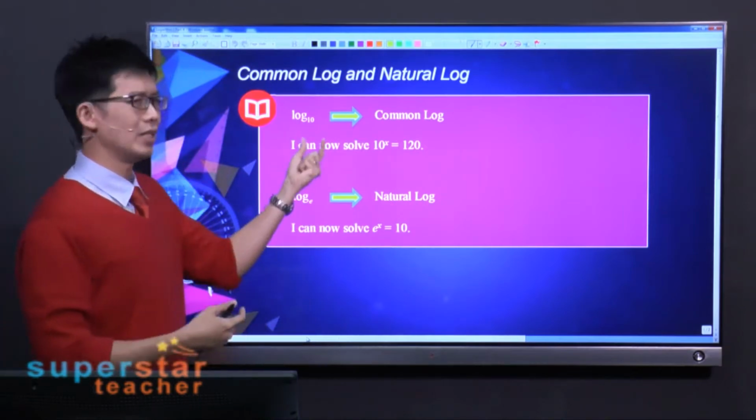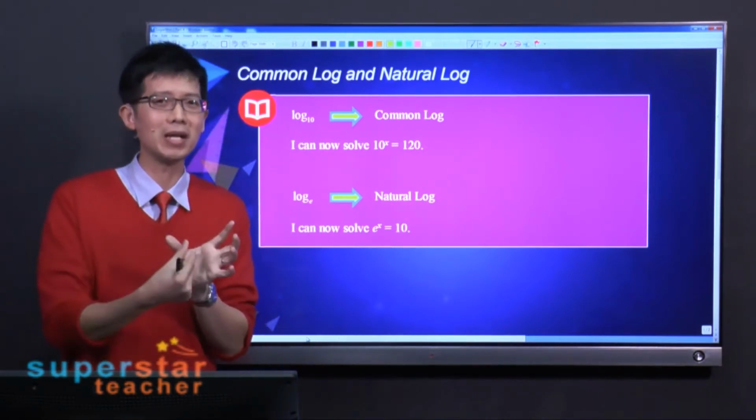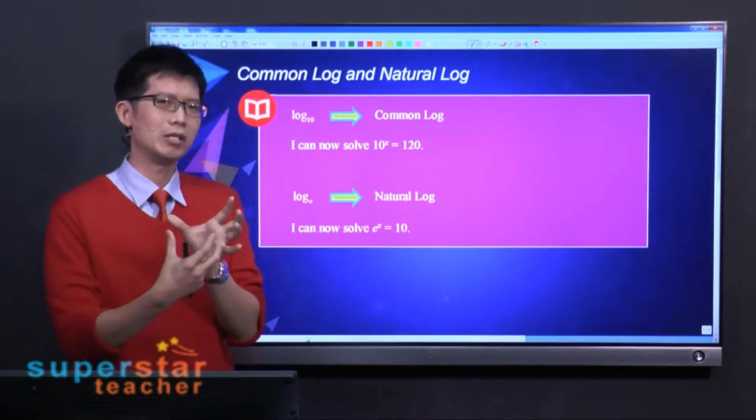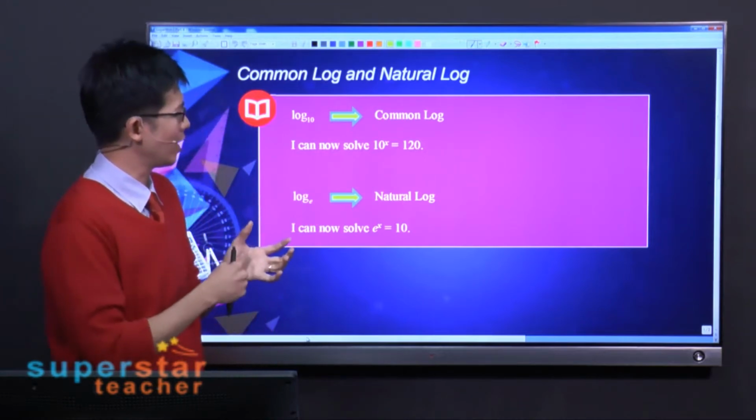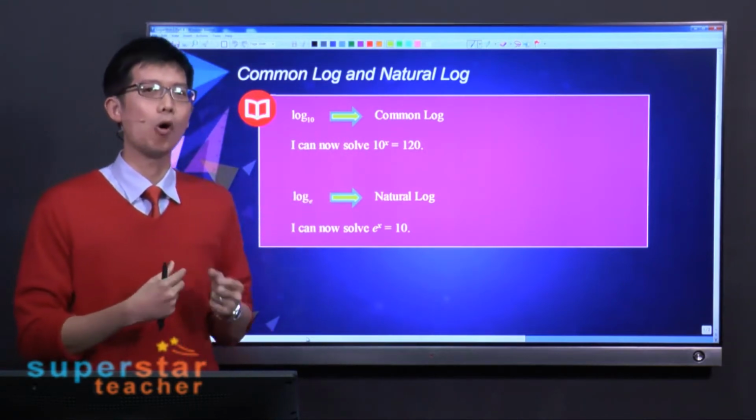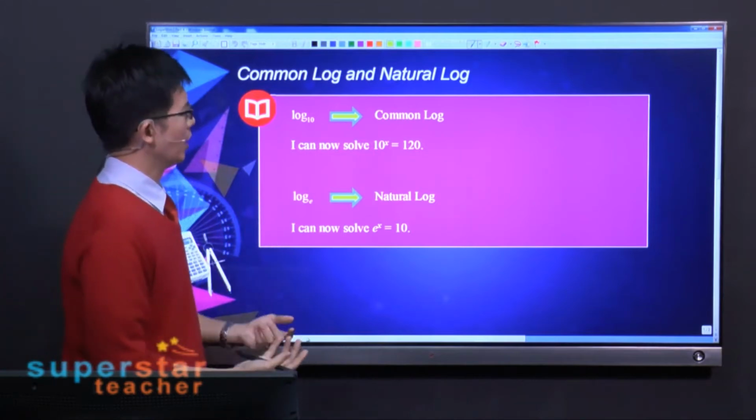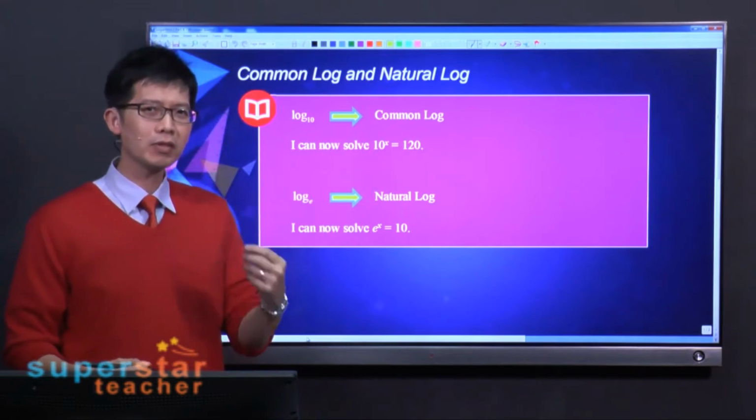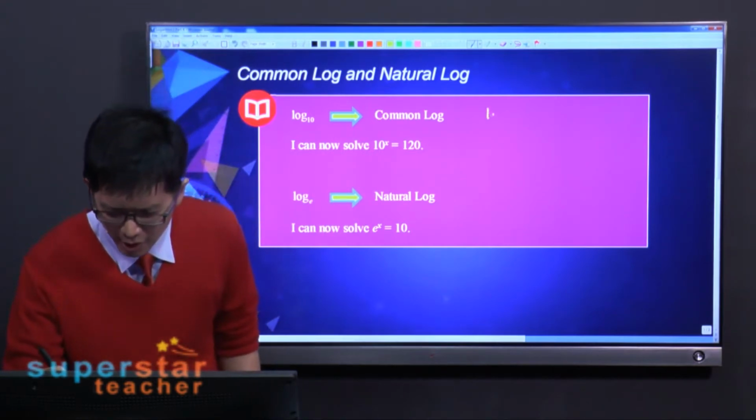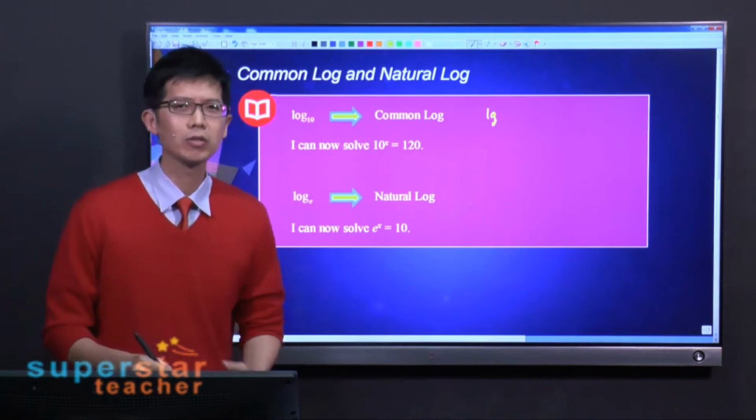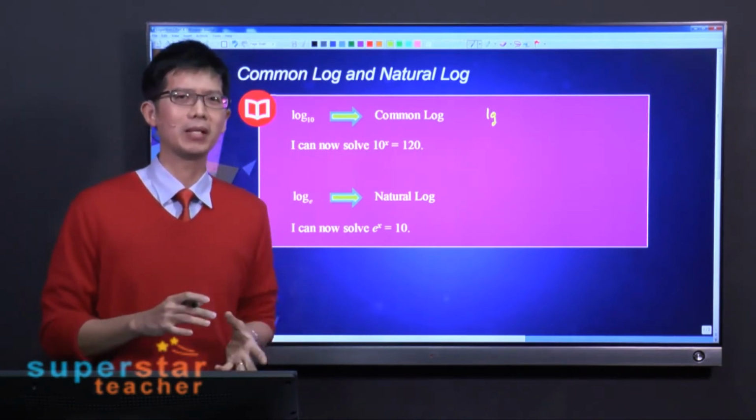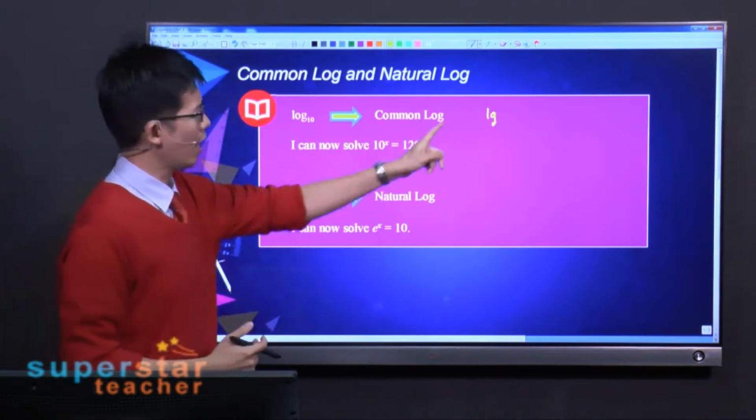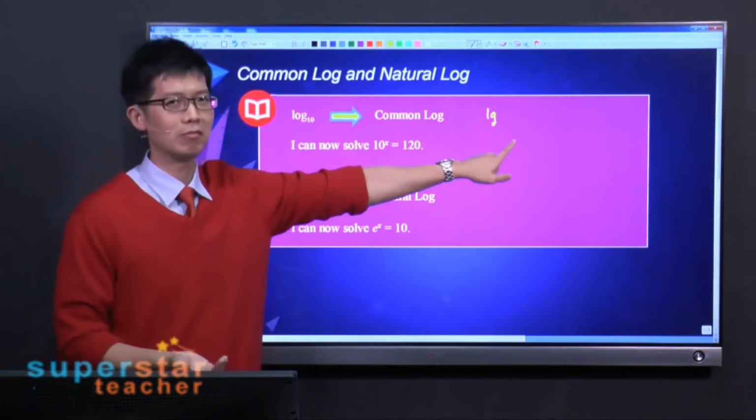Naturally, the calculator cannot have so many different bases, otherwise every button would be one base and you'd have a lot of buttons. So they just make it base 10. The button we have is for base 10, and that is why it's called a common log, because it's common enough. Log base 10 has a different notation. It looks like this, LG. In a lot of math textbooks, worksheets and homework, when you see LG, you must know it means base 10, and that's it.